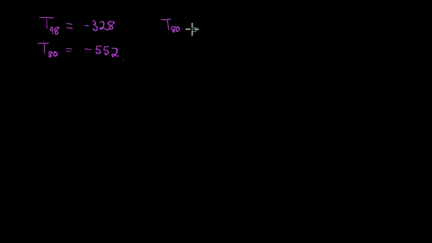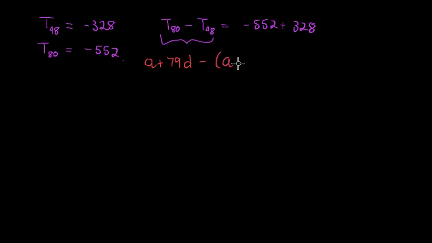Okay, it's not bad. T80 minus T48. Okay, let's see what we get. So negative 552 minus minus becomes plus 328. Okay, and how will that work? What can you do on this side? Can't you expand it? Yes. So what will T80 be? It equals A plus 79D, and then minus (A plus 47D).